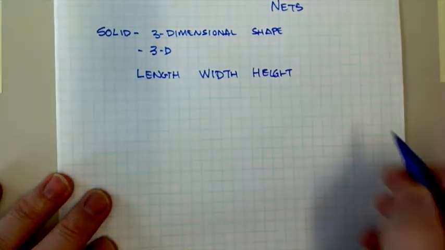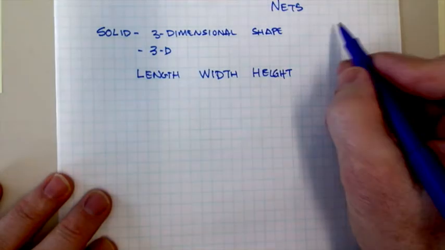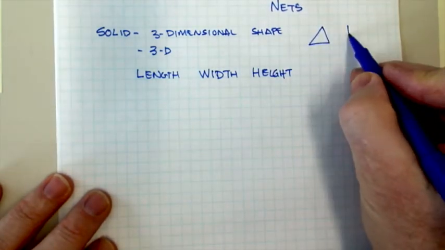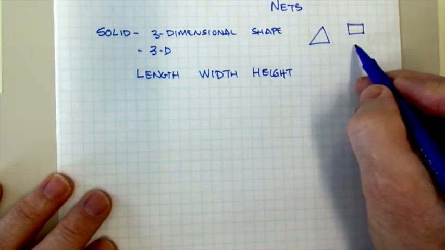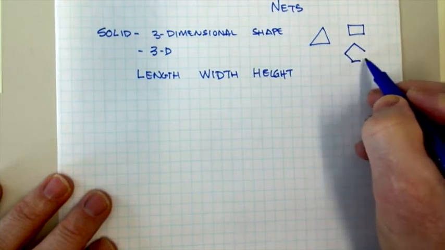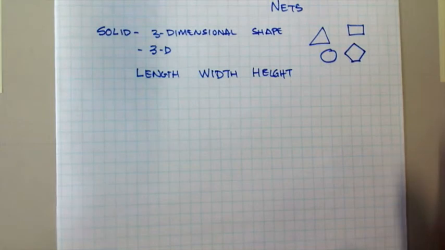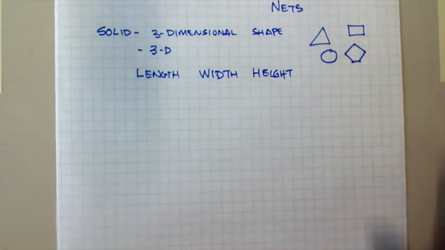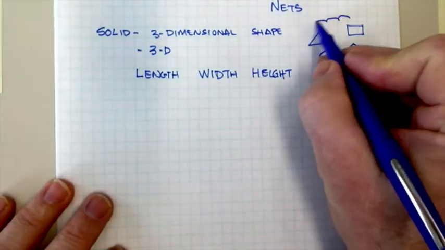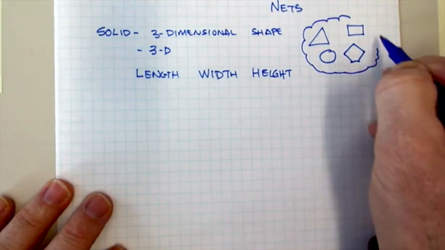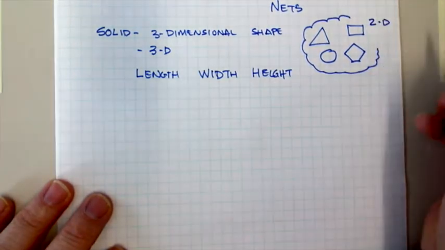Up to this point in geometry, we have dealt with triangles and squares, pentagons, circles, everything that could fit on one flat surface. These, of course, are all examples of 2-dimensional shapes, or 2D.